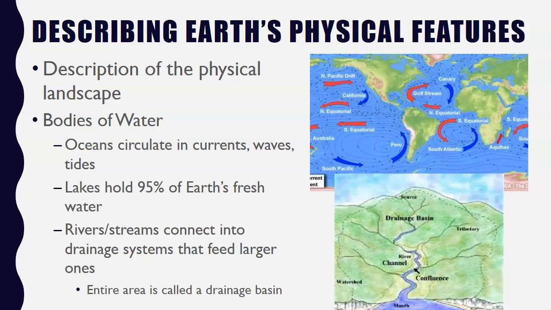Currents act like rivers flowing through the ocean. Waves are swells or ridges that are produced by winds. And tides are the regular rise and fall of the ocean created by gravitational pull.